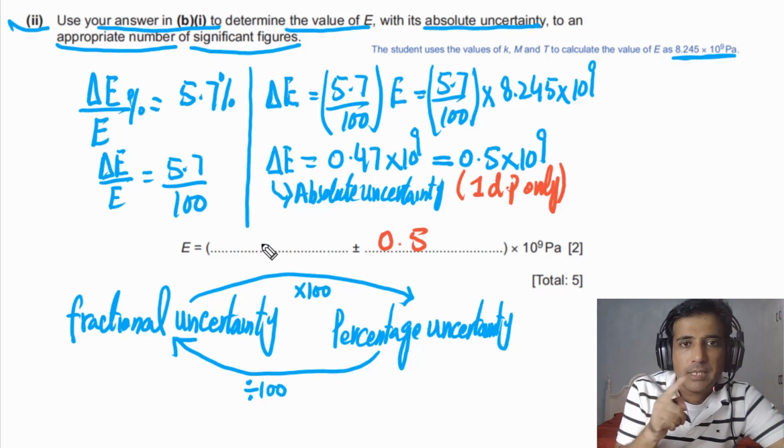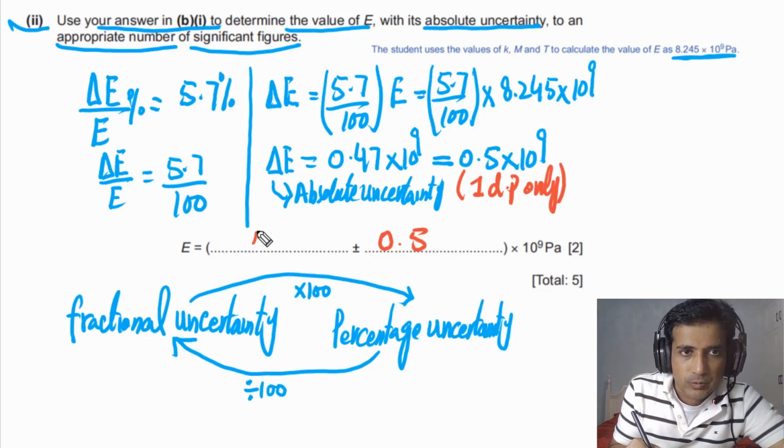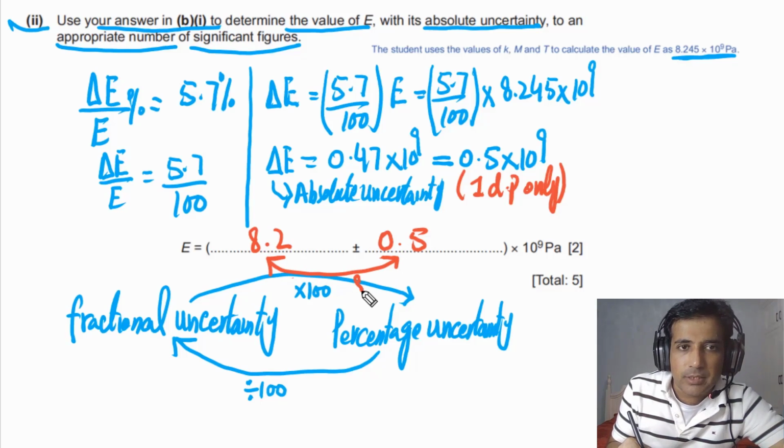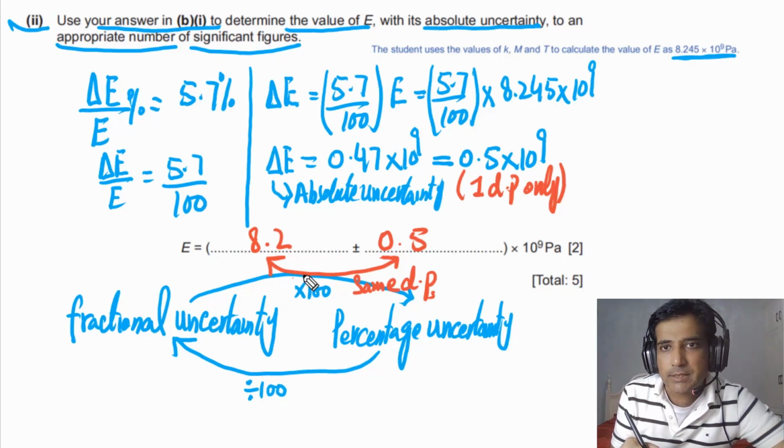They must have the same number of decimal places. So we can write down this is 8.2. So these two quantities, the absolute uncertainty and the measurement, should have the same dp. That's all. So if you write down your answer like this, you will get 2 marks.